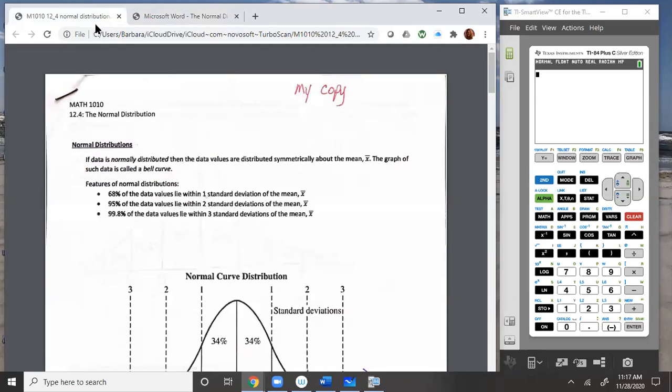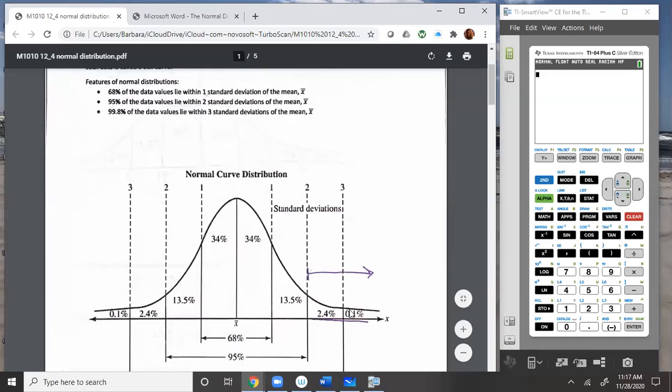Going back to our handout, under normal distributions, if a data is normally distributed, then the data values are distributed symmetrically about the mean, which is x bar. The graph of such data is called a bell curve, which is what we can see below. So here, the middle of this curve is the mean, x bar.